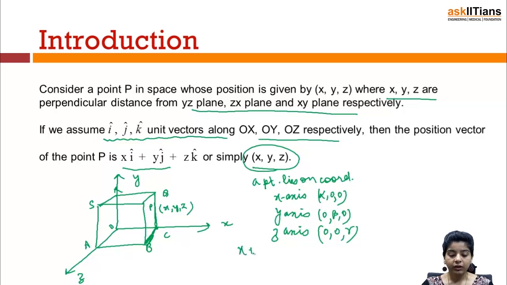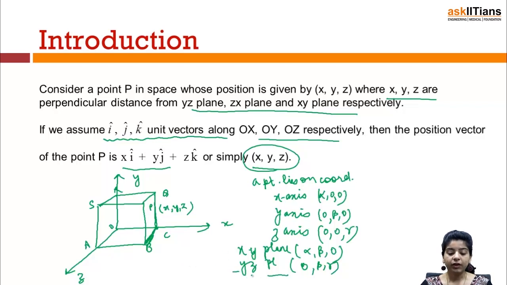If you have it on the xy plane, then you have it of the form (alpha, beta, 0). That means in the xy plane the z coordinate would be 0. Similarly, if you have the yz plane, then the x coordinate would be 0, and so we have it of the form (0, beta, gamma), and similarly for the zx plane. So this is the basic thing that you need to understand in 3D geometry, the most fundamental thing I would say, because it will be used in questions.